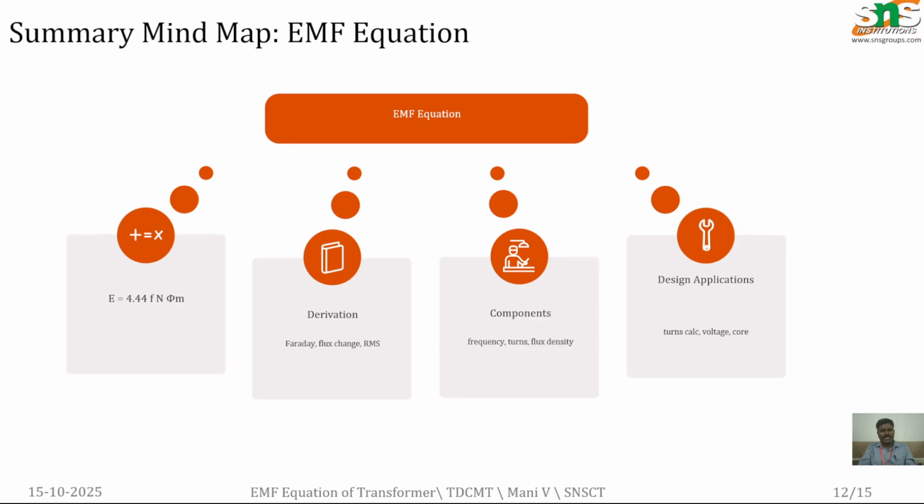So this is the summary. In this image, finally, this is the EMF equation. E, the induced EMF, is equal to 4.44 F n phi m. If we want to calculate in the primary, you can put this as n1. If it is secondary, you can put it as n2. This derivation can be derived using Faraday's law, with the help of the rate of change of flux, with respect to the average value and RMS value. The components used are frequency, number of turns, flux density, and transformer area. This is mainly used to calculate the output voltage of the primary and secondary windings.